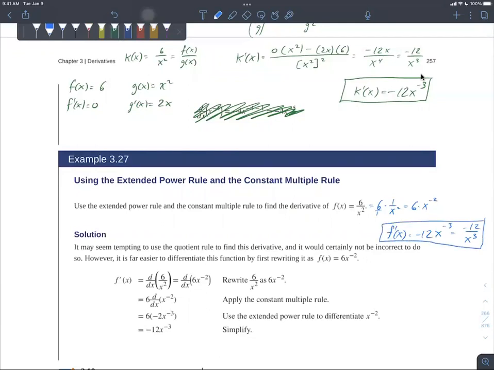And we're done. So there are some cases where, if you notice that you can rewrite your function so that it's just a nice simple power function, it's very easy to take the derivative of it.